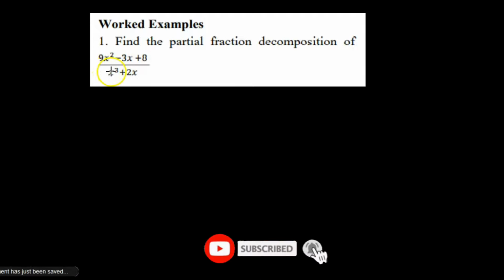So we are going to take the first example to work things out. The question now is, if I have to find the partial fraction decomposition of 9x squared minus 3x plus 8 divided by x cubed plus 2x, now what can I actually do? Can I write the denominator as separate linear factors or not?